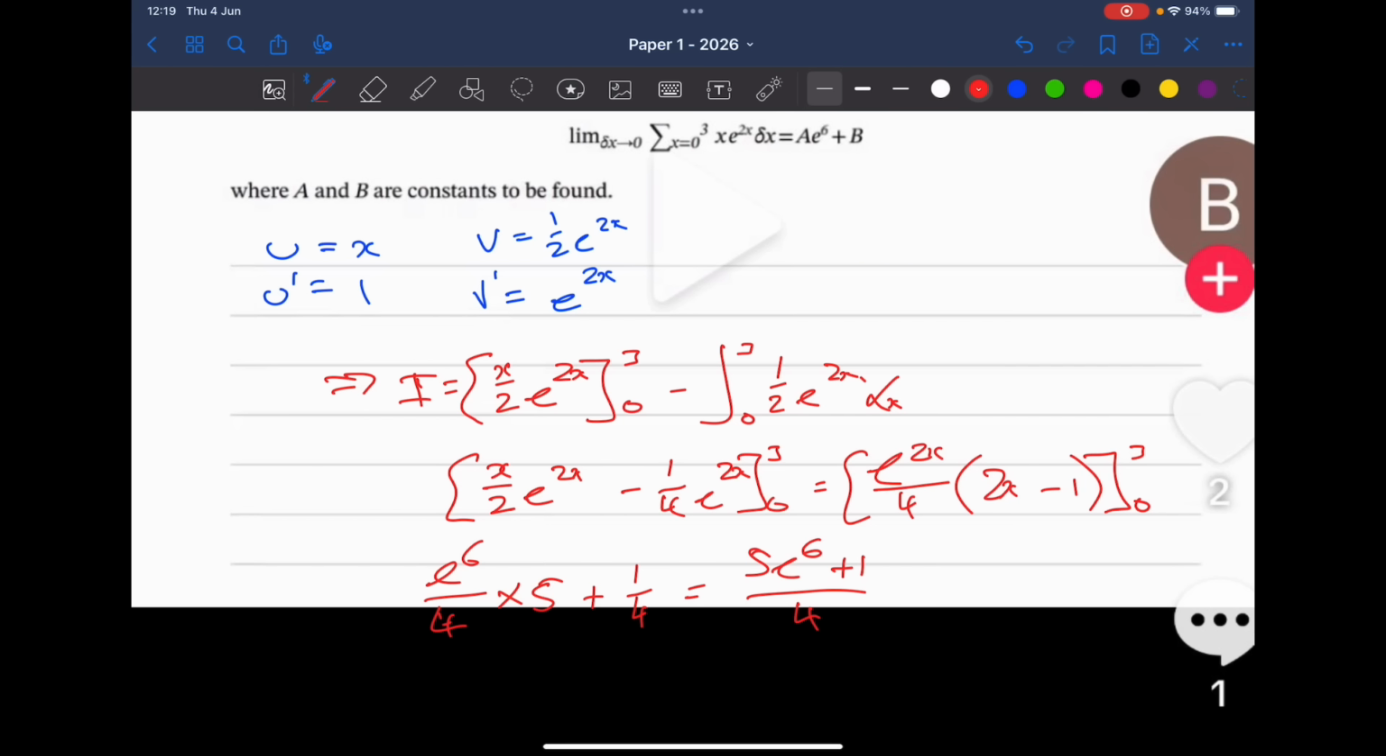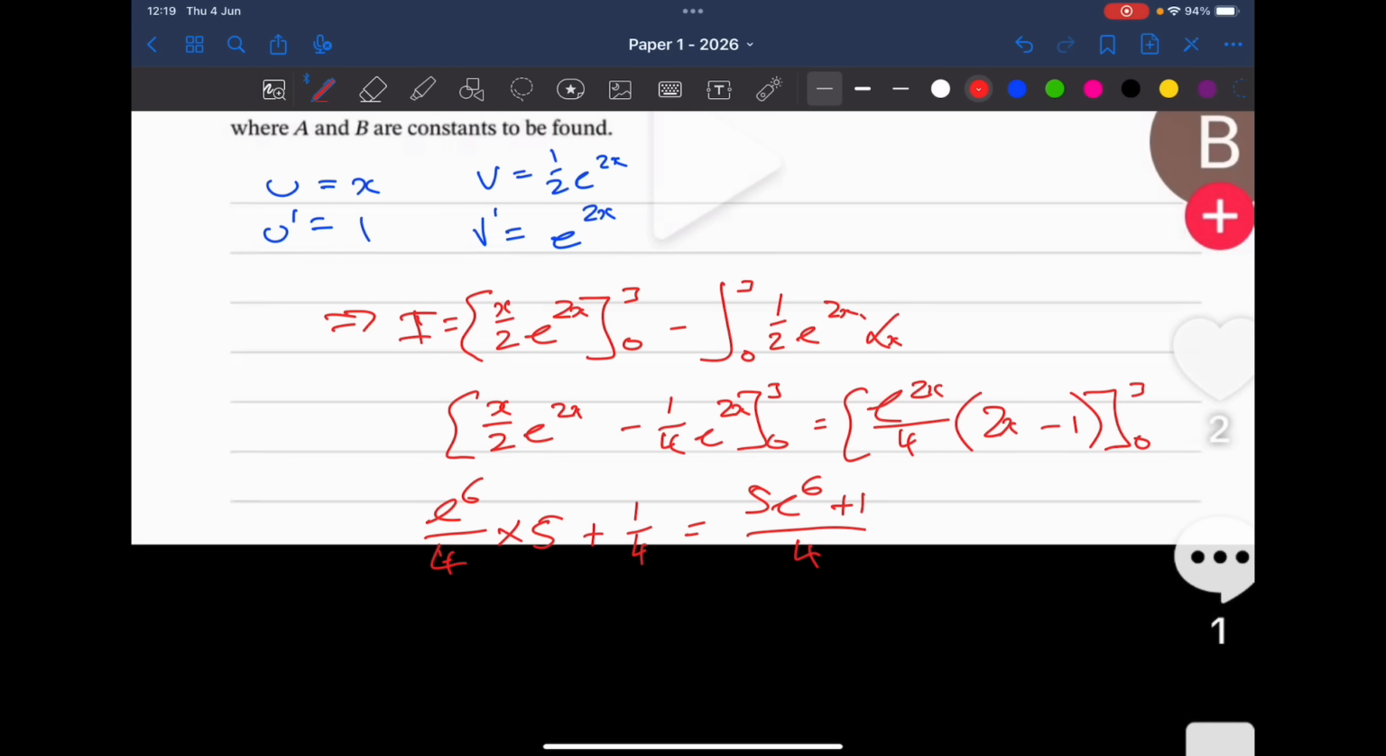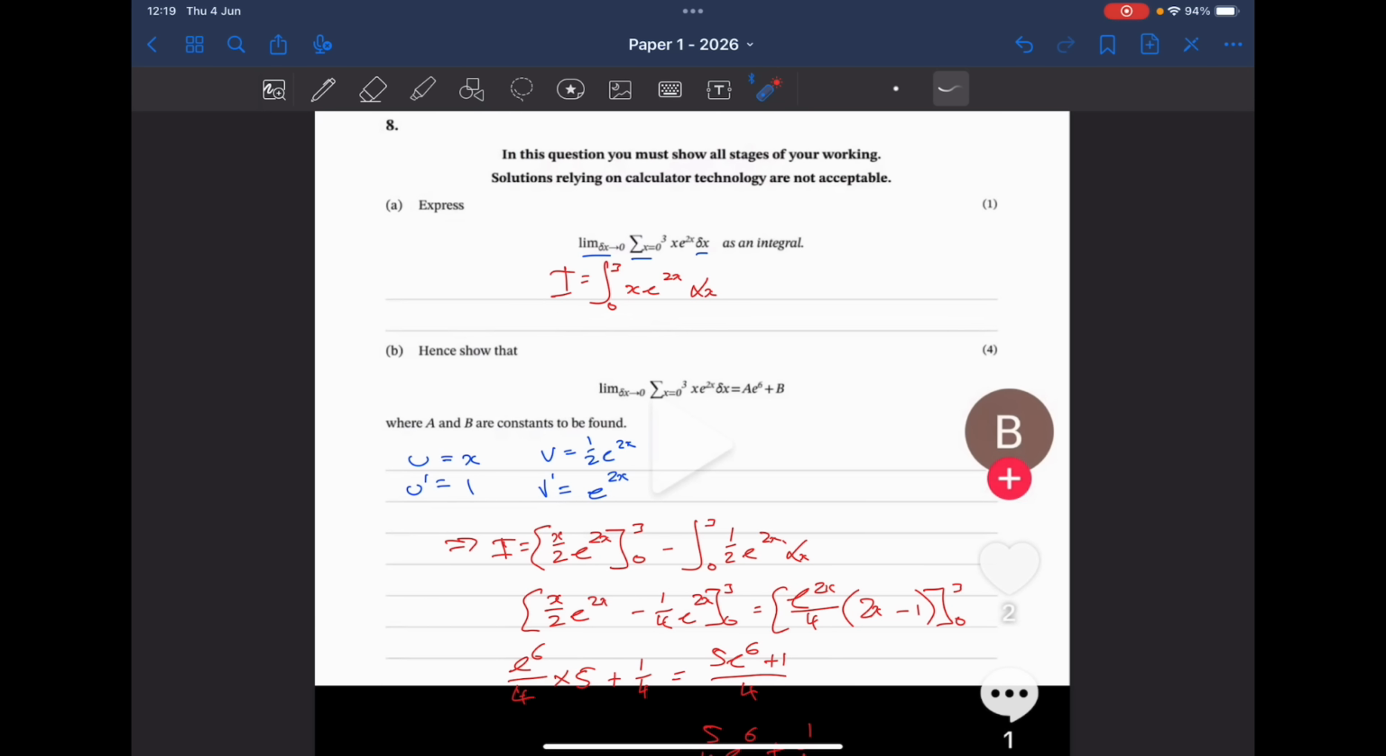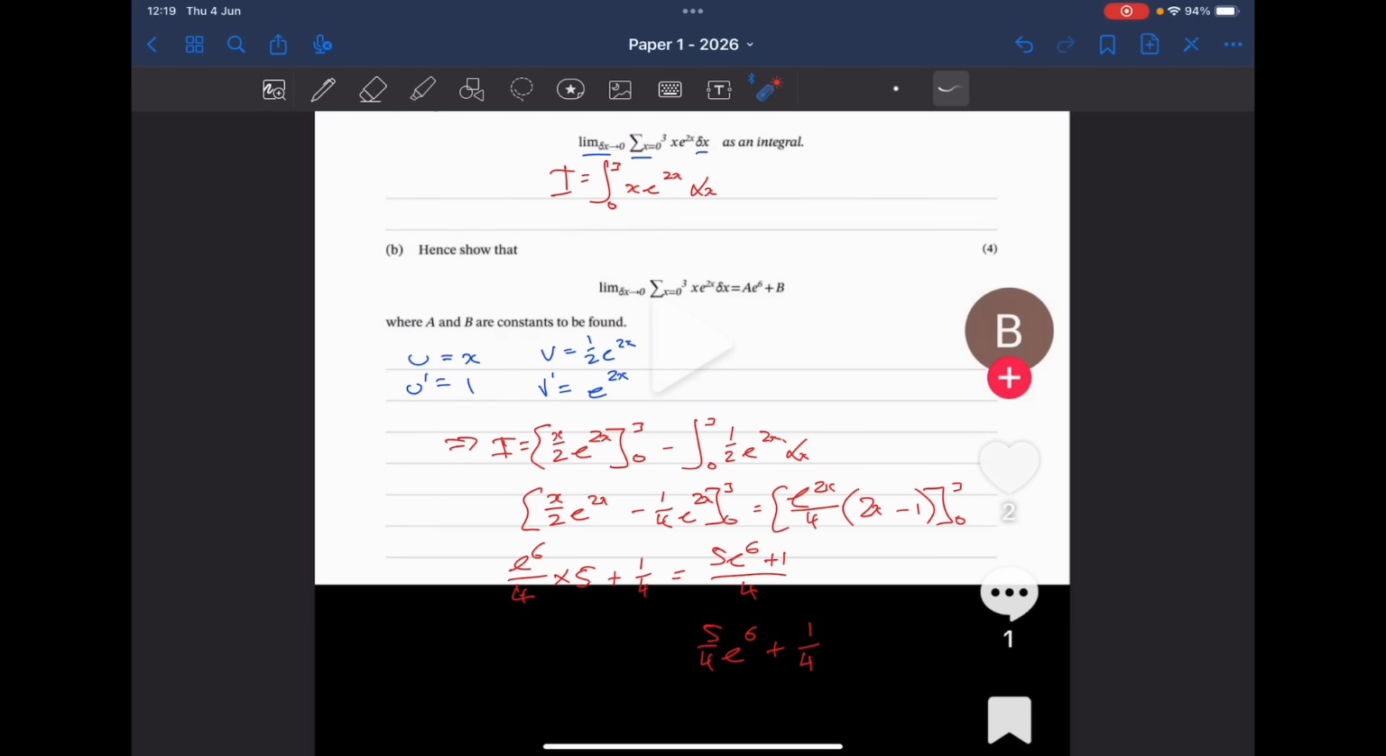Is that the same as I said yesterday? Yes, it is. Leaving it in that exact form, we'll have 5 quarters of e to the 6 plus a quarter. And that does match up. And again, if you actually go and plug this in, just whack it in a calculator or Wolfram Alpha, it tells you the correct answer, and this is that exact correct answer.